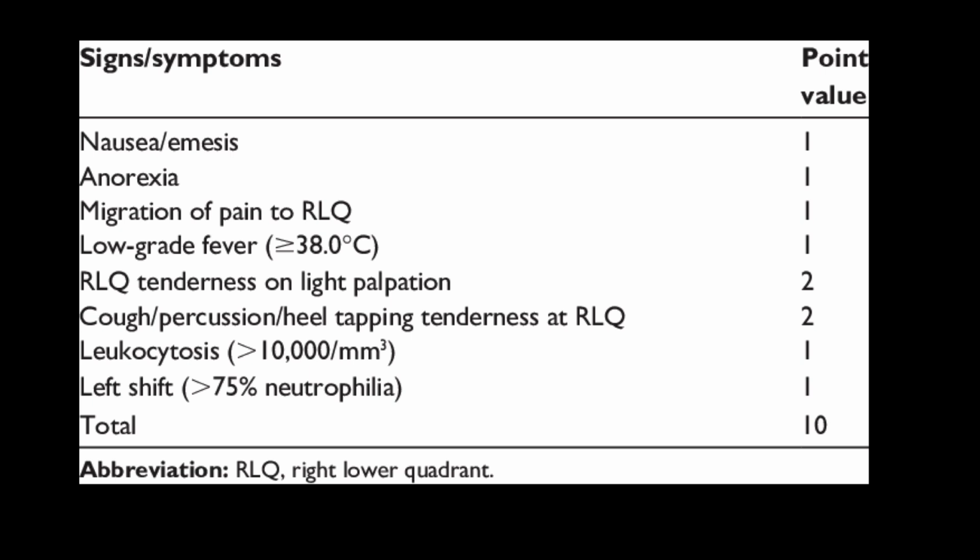However, an absence of right lower quadrant pain with slight palpation, as well as cough, percussion, or heel tap, along with an ANC less than 6,800, gives it a high negative predictive value of not being appendicitis.